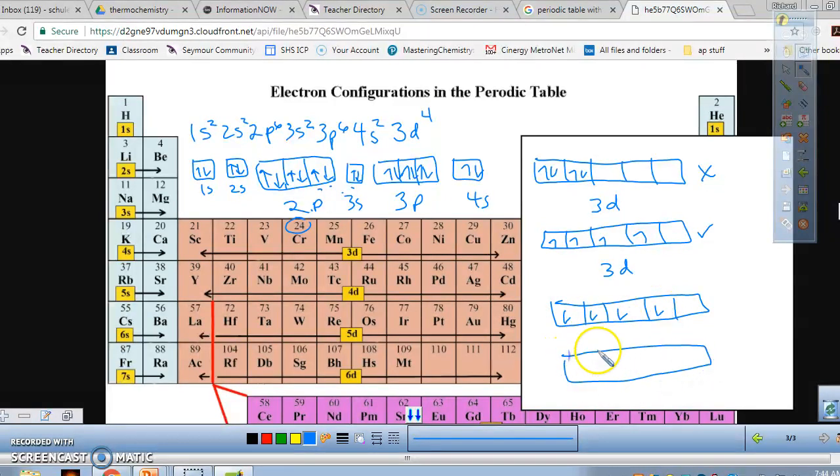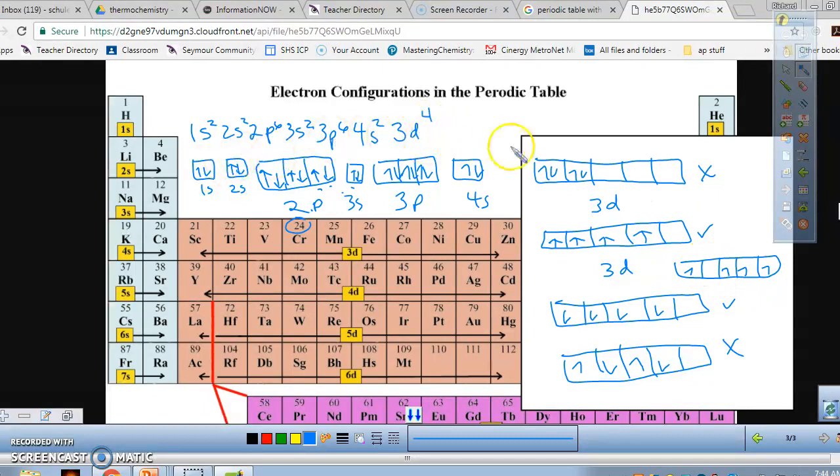This would be wrong, even though you're putting 1 in each one. They cannot do that either. So that's wrong, that's right, that's right, that's right. And by the way, I could give you another correct one that would look like this: 1, 2, 3, 4, 5. They don't have to be right next to each other, just as long as they're all in the same spin. We don't really know which orbital they go into.